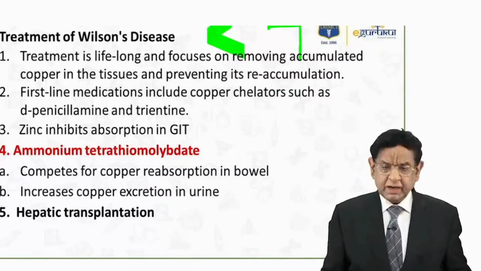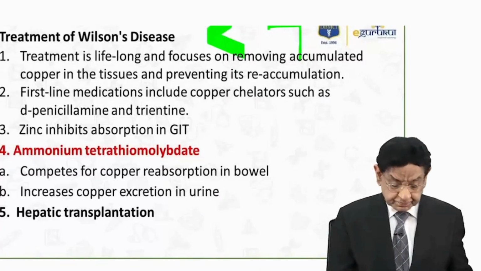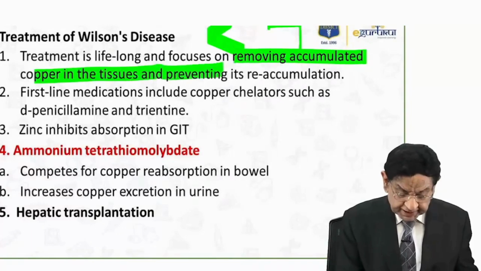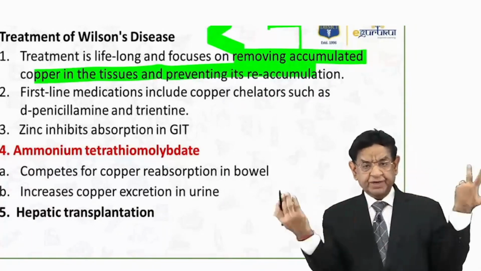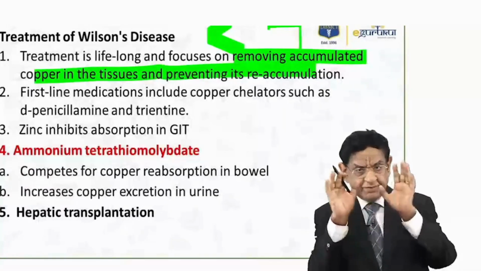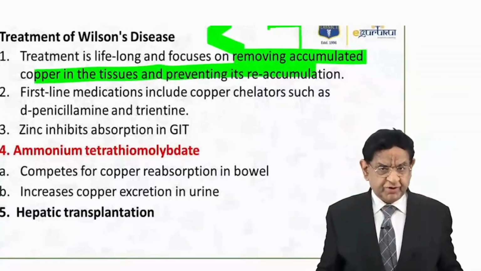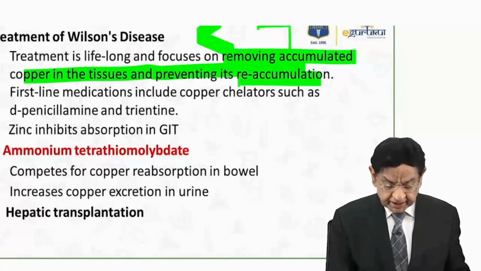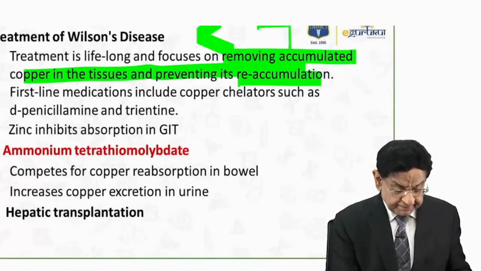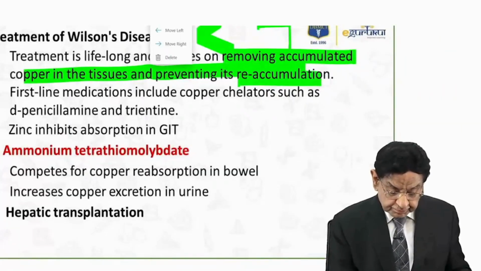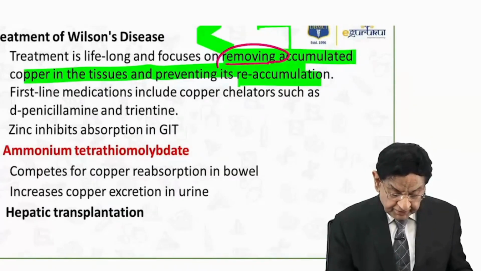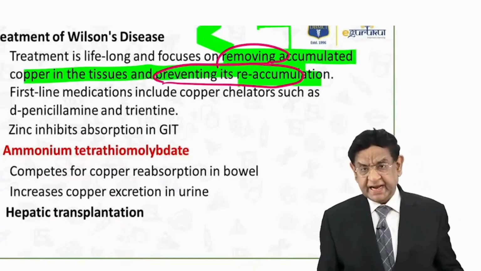What therapy do we give? Ultimately, whatever copper has accumulated in the body, we have to remove it. Whatever extra copper is there in the body, we want to remove it. And number 2, we don't want it to reaccumulate. So our aim is to remove whatever extra is there, and to prevent reaccumulation.